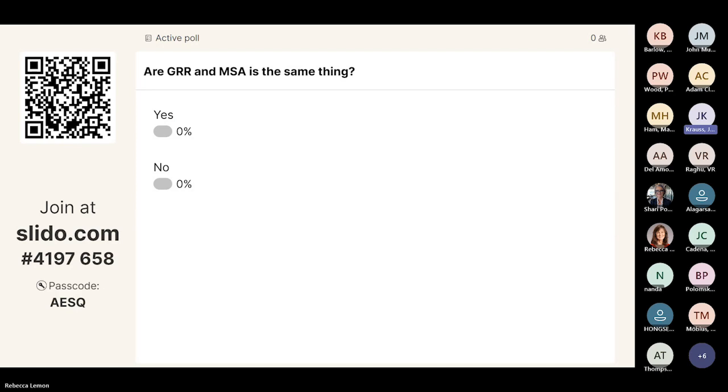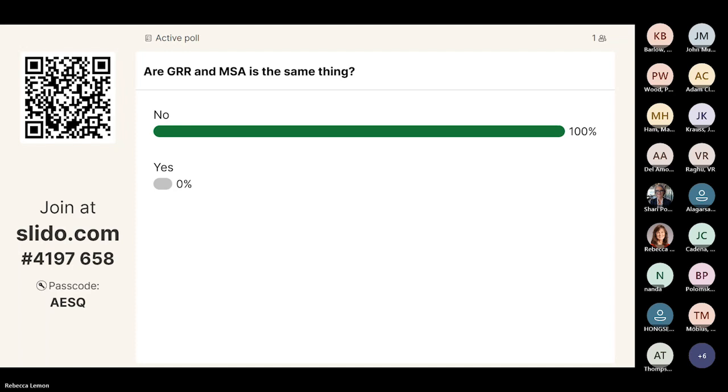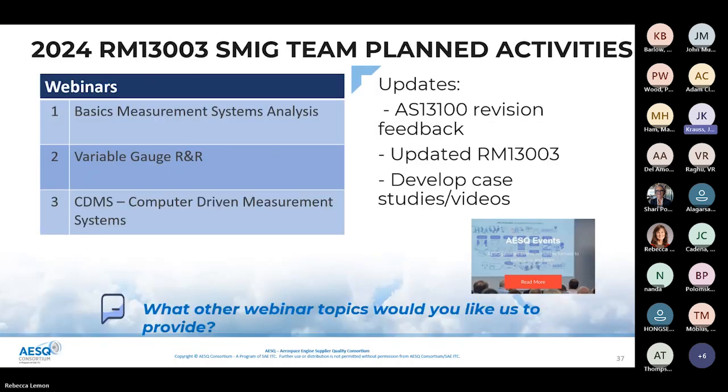And then remember, the key takeaway here is gauge R&R and MSA are not the same thing. A gauge R&R is a type of MSA. It is not the only measurement system analysis that should be used. Looking at the bias study, the accuracy ratio study, the linearity studies, those are all a part of the full measurement system analysis.